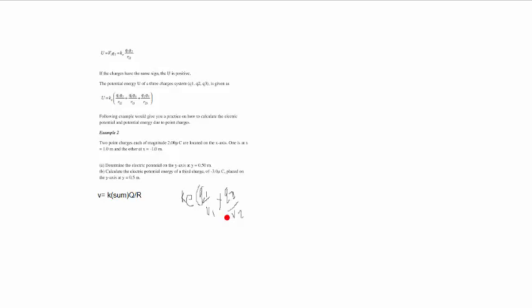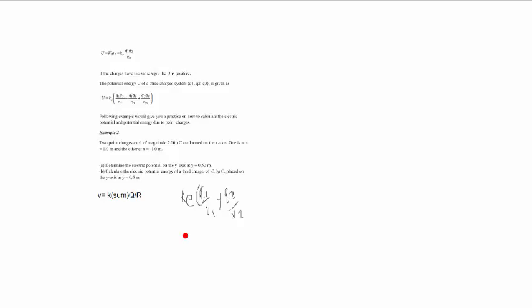Okay. So now we have the values. Value of K is 9 times 10 to the power of 9, and Q1, both charges are the same. So it is 2 times 10 to the power of minus 6 and then 2 times 10 to the power of minus 6. Okay. So now the radius. So R, remember how we said R is equal to square root of x squared plus y squared. Okay, so x is given as 1 and y is given as 0.5.